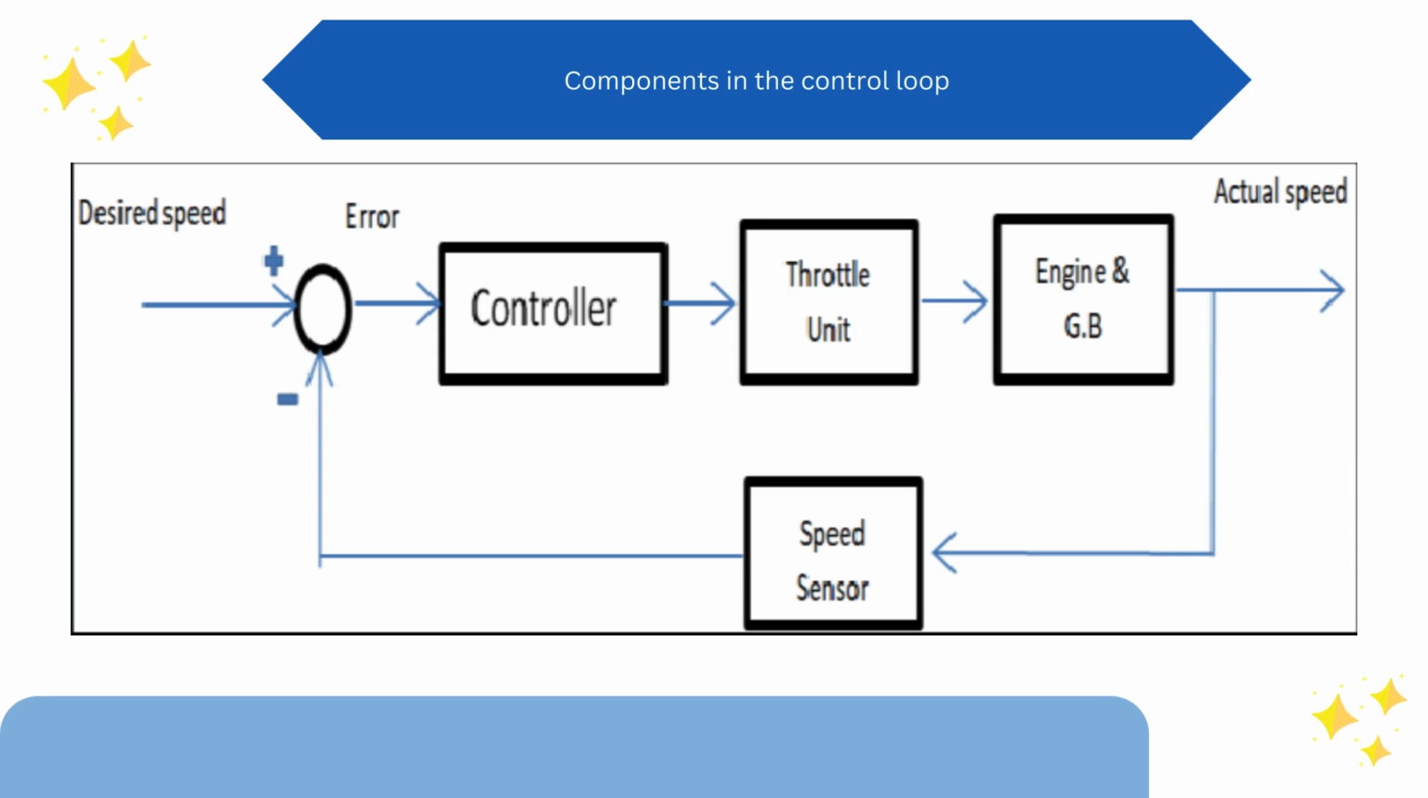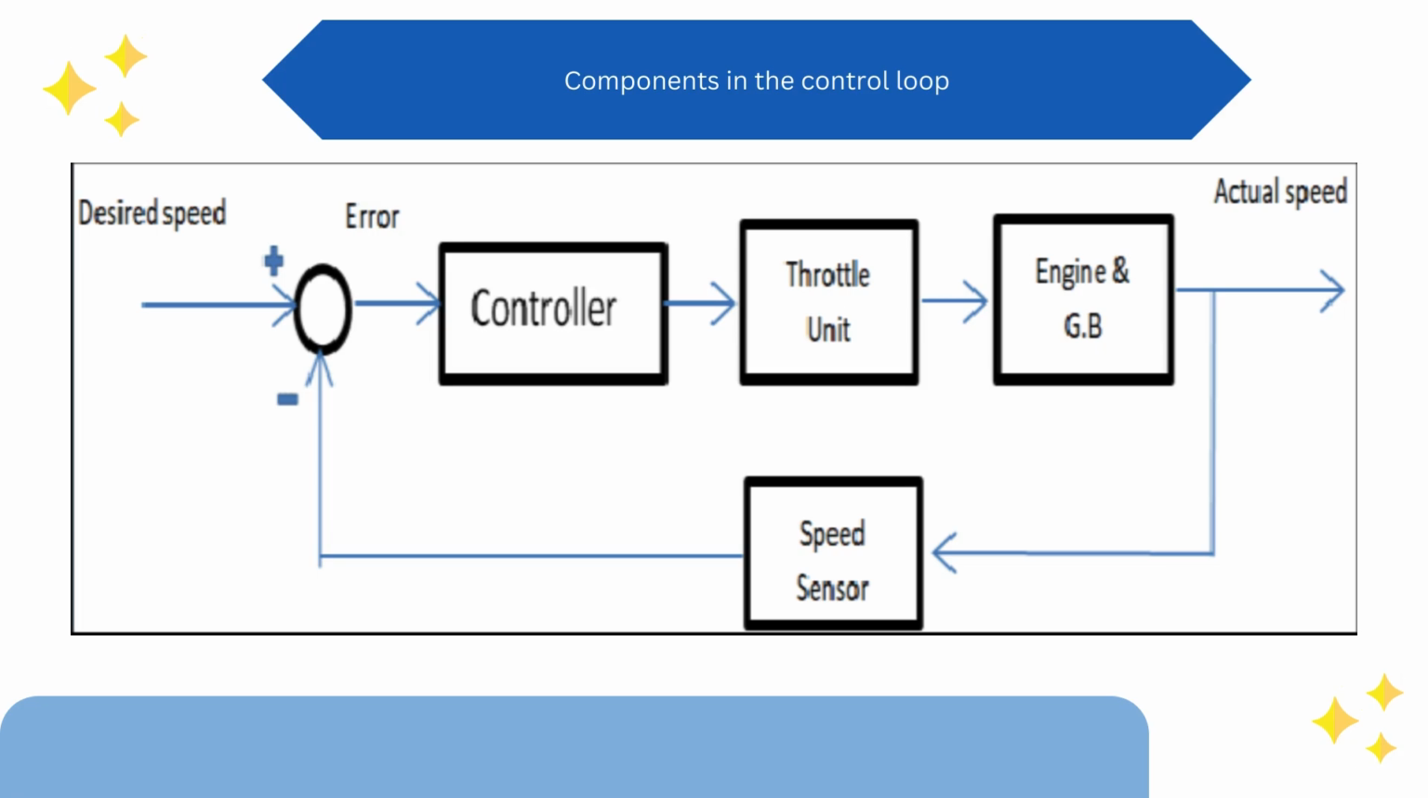In the diagram above, we can see the block diagram of the ACC system in a more simplified version. In the control loop, there is a controller, a throttle unit, an engine, and a gearbox, and in the feedback loop there is a speed sensor. The purpose of the controller is to send signals to reduce the deviation of the actual value from the desired value to almost zero or the lowest possible value.